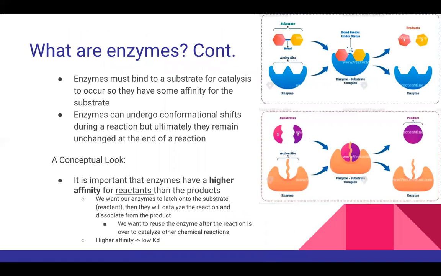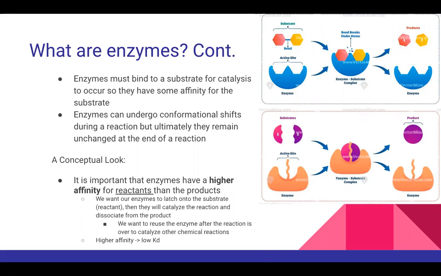To continue with enzymes, they have to bind to a substrate for catalysis to occur, so they have to have some affinity for the substrate. Enzymes can undergo conformational shifts during a reaction, but they come out unchanged at the end. When they're bound to the substrate, you can see in these two diagrams that they usually change conformation to have more affinity to bind the substrate, but it will come out of the reaction the same way it went in.